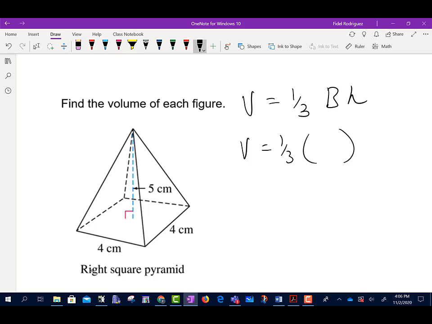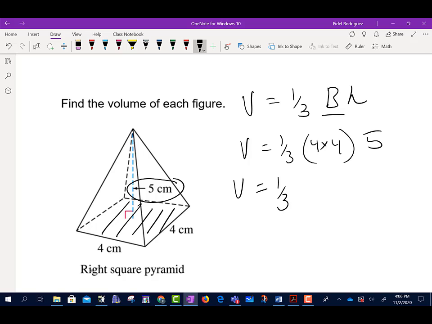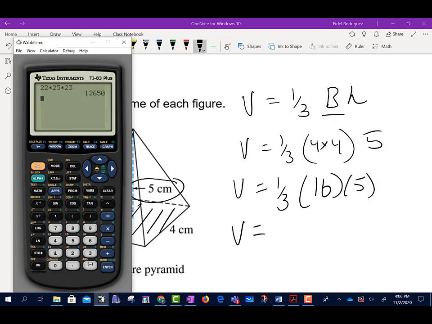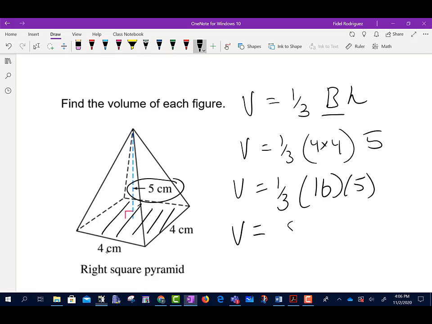1/3 B, remember B is the area of the base. It's going to be the area of that piece there. So that's going to be 4 times 4 times our height, which in this case is 5. So this is 1/3 of 4 times 4 is 16 times 5. I'm going to grab my calculator again. 16 times 5, and I'm coming up with 80. So I'm going to write this as 80 over 3.